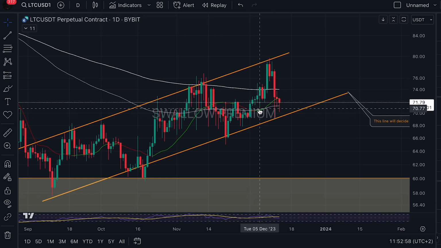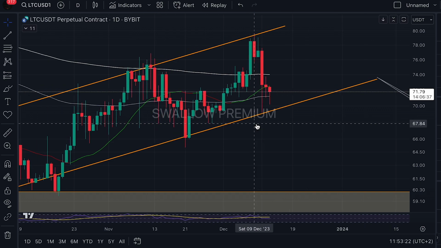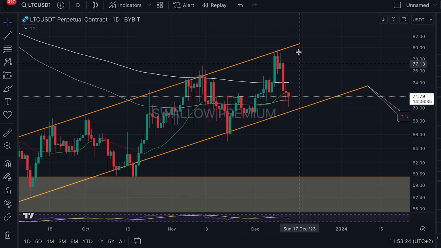Currently, if we zoom in, price has touched nicely this lower side of the ascending channel, went for another attempt, and is potentially going for one more attempt. Based on how long the wicks are on the lower side of the candle, there is a high chance of seeing some kind of breakdown here, but there are also chances of seeing a bullish movement.